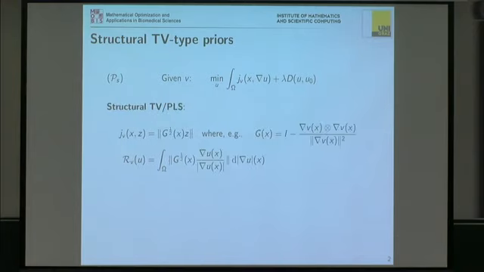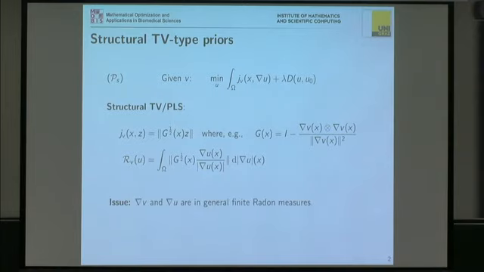A more advanced version would be structural type TV or parallel level sets, as introduced by Matthias Ehrhardt. They would have some kind of matrix here, which is the projection on the orthogonal component to the gradient of the prior image. So you just penalize the orthogonal component of the gradient with respect to this prior image. Anything which is aligned with the gradient of the prior will not be penalized, and everything which is not aligned will be penalized. And the corresponding regularization functional will look like this. So these are two instances which are used in practical applications.